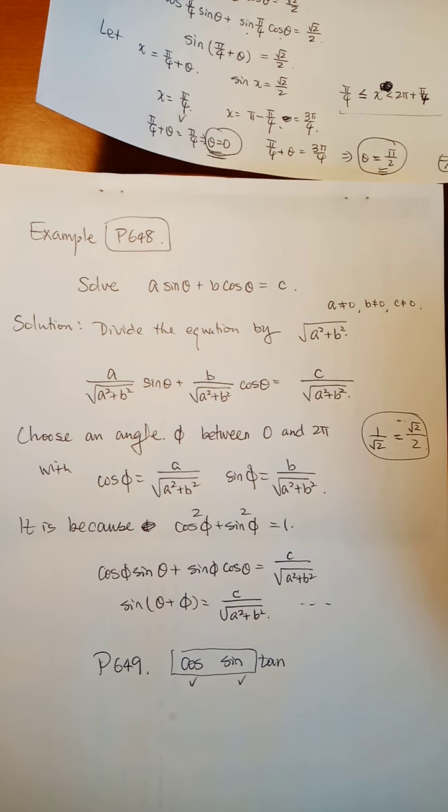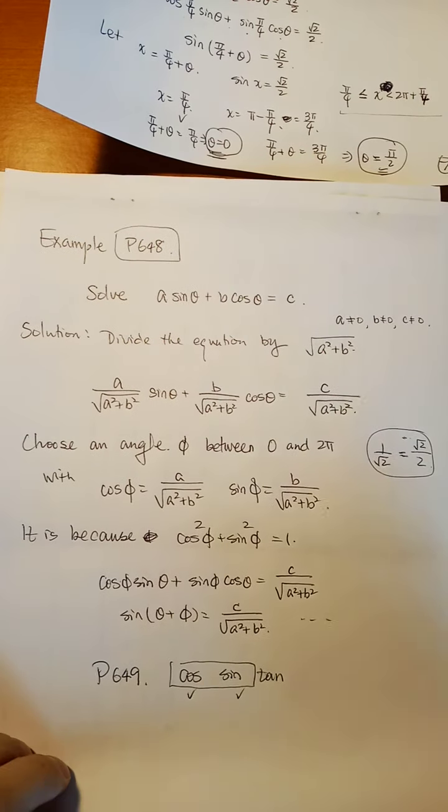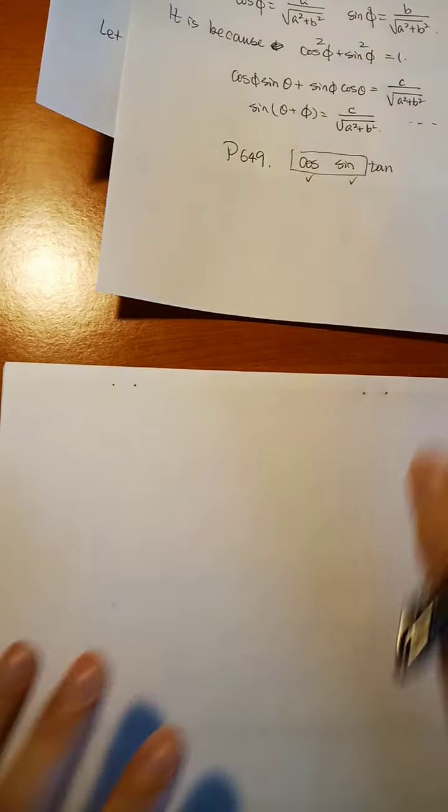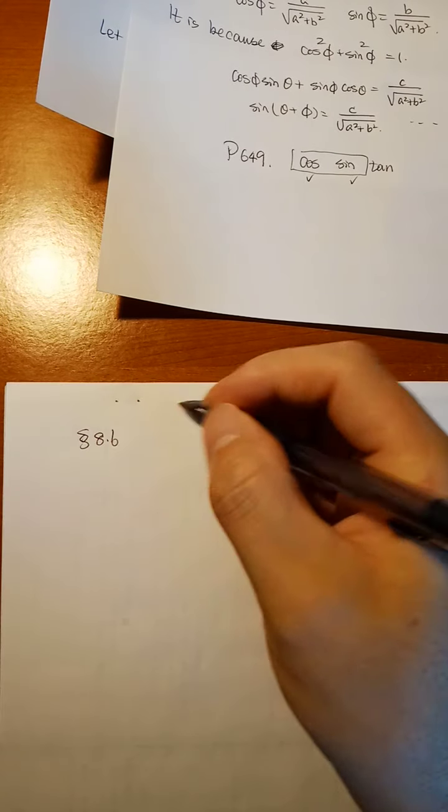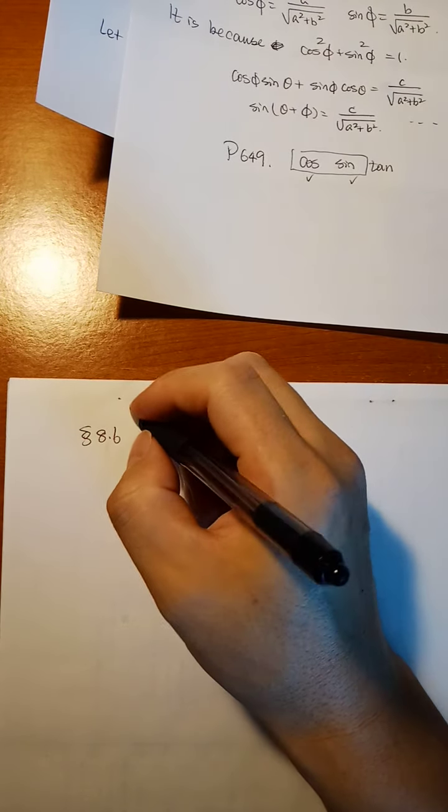So we still have a few minutes. Let's go a little bit further. We talk about a little of section 8.6, double angle and half angle formulas.